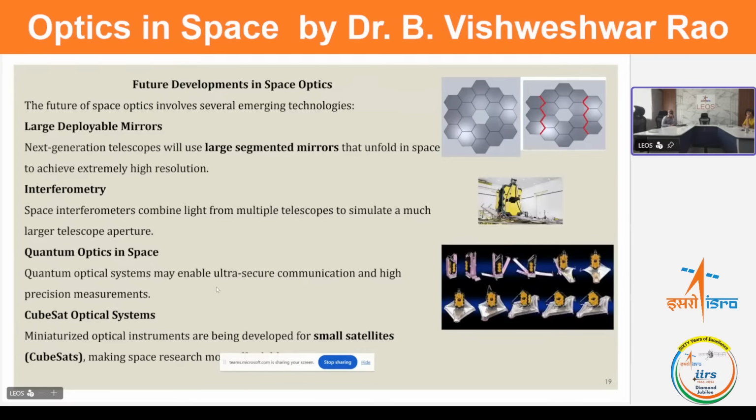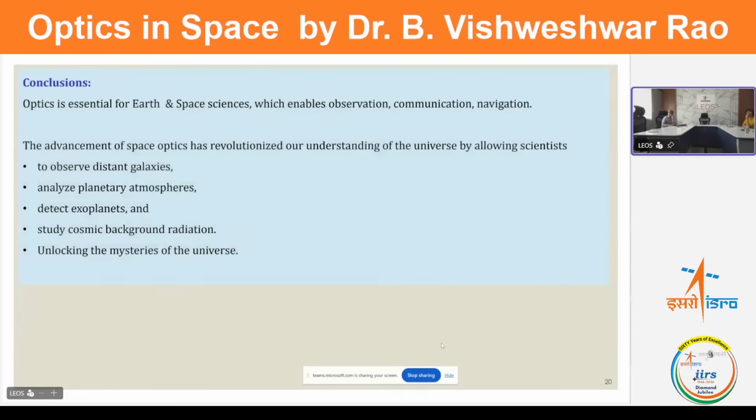And another technique is where we can use many miniaturized CubeSat optical instruments for small satellites. Because of affordability, space research also we can improve using smaller miniaturized instruments, which can aim at a particular wavelength and a particular application, and get more benefits out of the smaller miniaturized optical instruments.